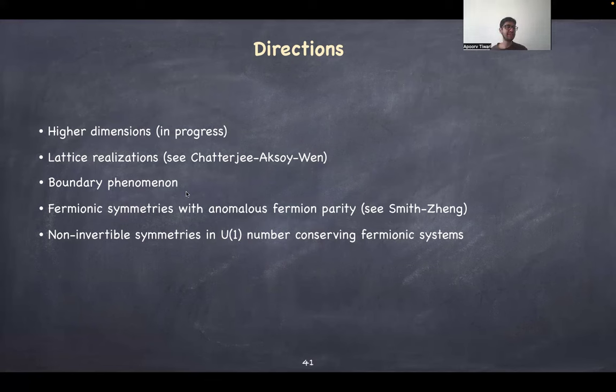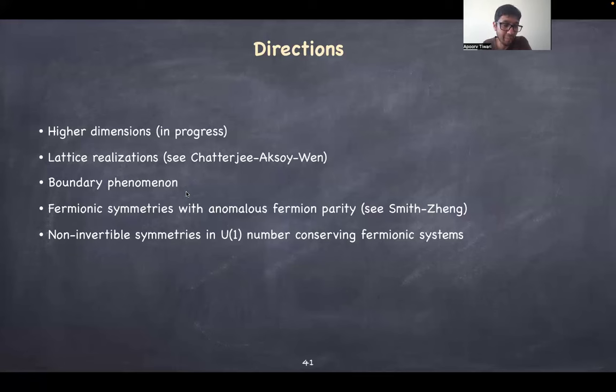Also, these systems with non-invertible fermionic symmetries may have interesting boundary phenomena. They might have some multiplet of Majorana zero modes that realize some interesting action of a non-invertible symmetry. And this would be interesting to also think about. And then there are other directions relating to anomalous fermion parity symmetries and their SymTFTs and understanding transitions between them and phases.